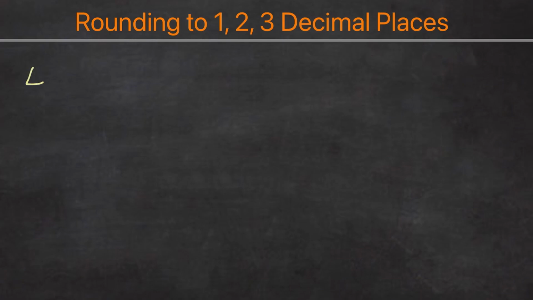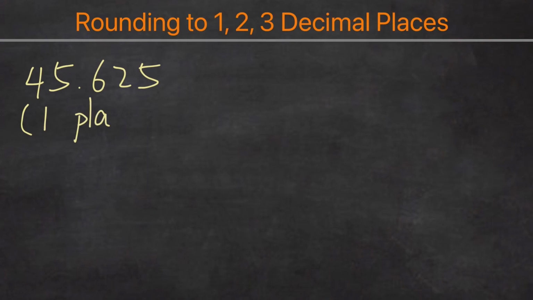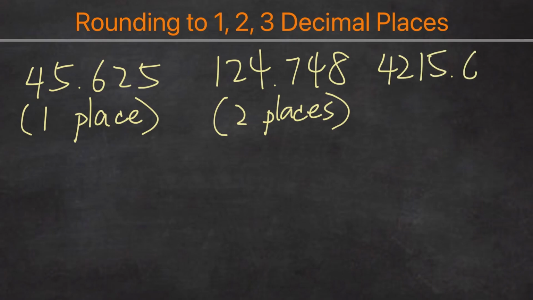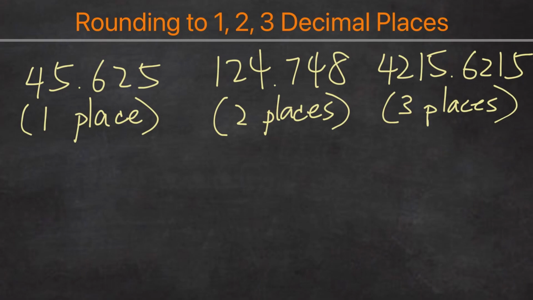And here it is, 45.625. And we're rounding to 1 place. Second question, 124.748, rounding to 2 places. And 4,215.6215. And we're rounding to 3 places. Now feel free to pause the video and work on this yourself, and I will be back in 10 seconds with the answers.